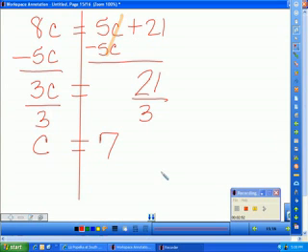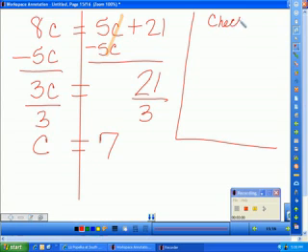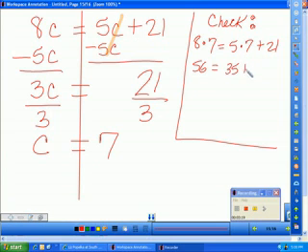So c equals 7. And of course, the all-important step at the end is to go back and check your answer. In order to do this, you take the value that you got for c and put it back in the original equation. So 8 times 7 equals 5 times 7 plus 21. 8 times 7 is 56. 5 times 7 is 35. Remember, order of operations, you multiply first. 56, both sides match, so that means you did it right.